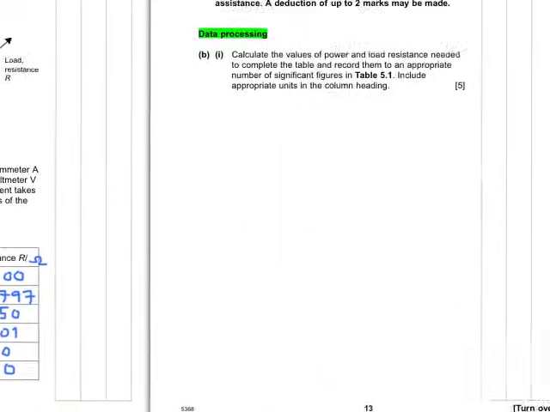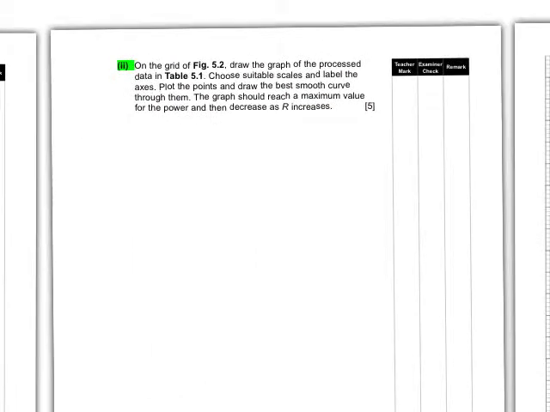So moving on, we're now on part 2. It says, on the grid of figure 5.2, draw the graph of the process data in table 5.1. Choose suitable scales and label the axes. Plot the points and draw the best smooth curve through them. The graph should reach a maximum value for the power and then decrease as R increases. So we've been given quite a few clues here as to how the graph is going to turn out.